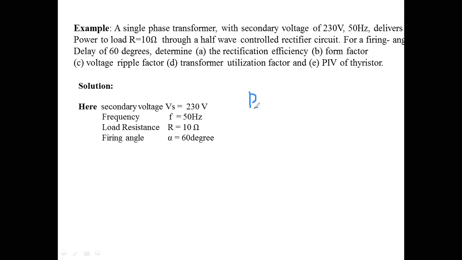P naught, it should be called DC. P naught DC is equal to 602.8 watts.